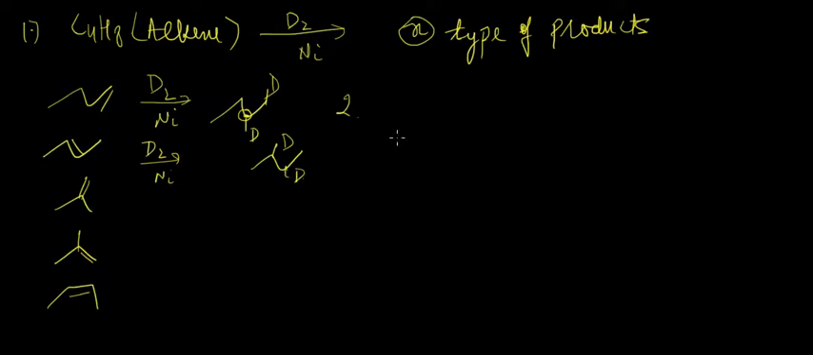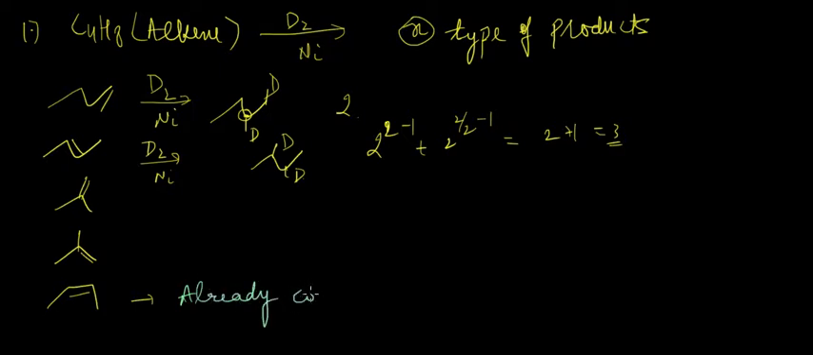this for the case where the compound is symmetrical with an even number of chiral centers. In that case, we will have 2 to the power (n minus 1), plus 2 to the power (n by 2 minus 1). So it is 2 plus 1, 3 isomers in this case. Similarly, this would be the same case, so I am not taking this separately. This is already considered.